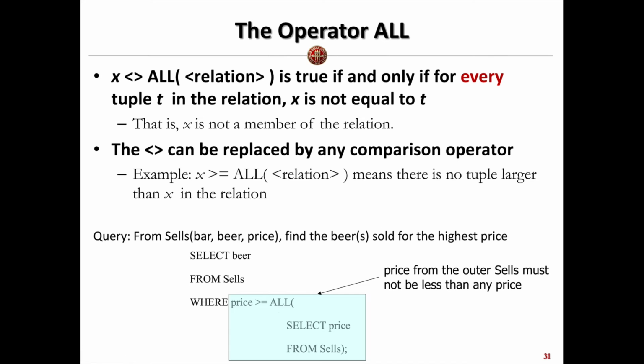Then we can do the select-from-where statement outside. We have select beer from the sales table where price is not smaller than ALL of the prices inside the subquery. In this way we can answer this question in a very different way. You can compare this expression versus the one we wrote before. This one will be easier for you to understand, I think. So the ALL operator can be very useful for writing queries.